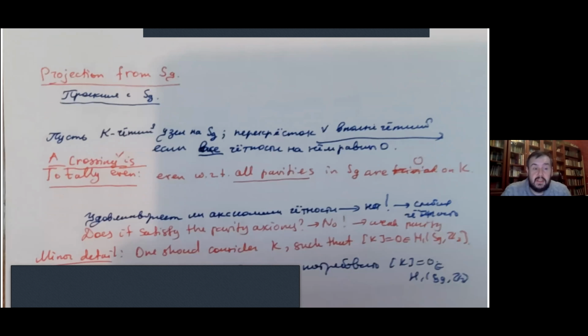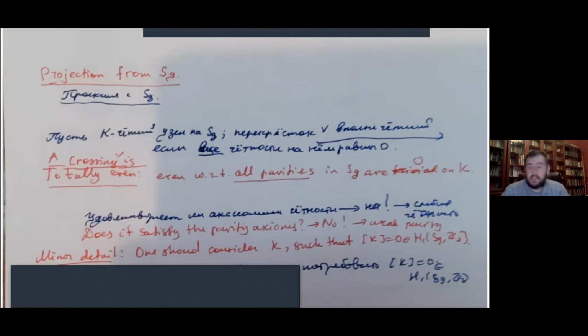Assume I have a knot in SG. Well, let me say that this knot is even or homologically trivial, which is more or less the same. Then Gaussian parity is okay, let me say. So everything is even, but here I want to say that a crossing is completely even if it's even with respect to all possible parities. Otherwise, I say that a crossing is odd.